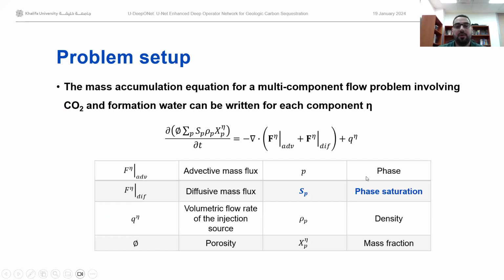Now, let's move on to the problem setup. We solve the mass accumulation equation for a multi-component flow problem involving CO2 and formation water. The equation of mass accumulation is written for each component eta. On the left-hand side, we have the temporal derivative, and on the right-hand side, we have the divergence of the advective and diffusive mass fluxes, and then the source term. And of course, this equation is written per component eta.